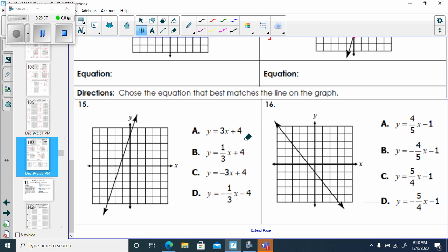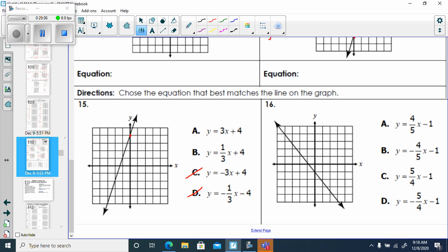Now 15, 16, choose the equation that matches it. Sometimes we're going to eliminate things we don't need. We know our slope is positive, so any of those that have a negative slope, see negative 3, it's not that one. Negative 1/3, it's not that one. Our slope is positive, okay? Now, these have the same y-intercept, so I've got to decide if the slope is 3 or 1/3. First off, this slope is steep, so I'll bet it's 3, but let's check and see.